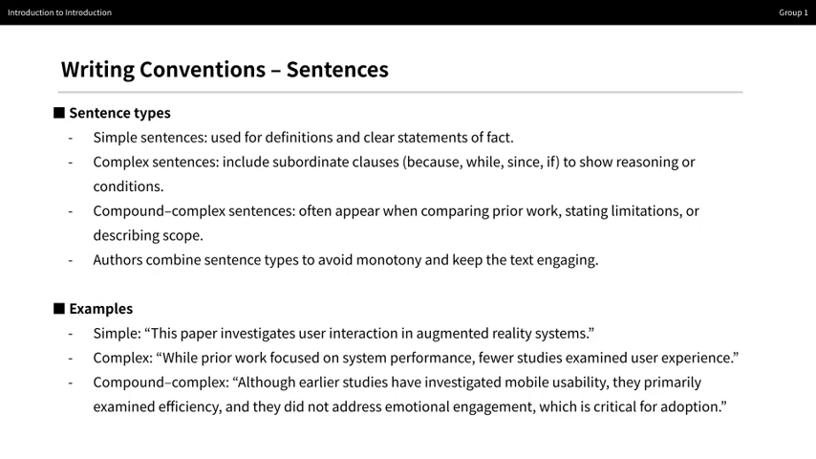Compound complex sentences are longer and often used when comparing prior work or discussing limitations. For instance, although early studies have investigated mobile usability, they primarily examined efficiency and they did not address emotional engagement, which is critical for adoption. Authors combine these sentence types to keep the introduction both clear and engaging.